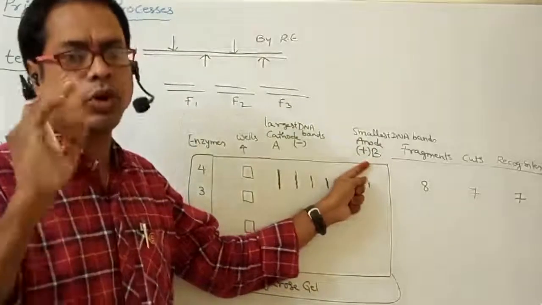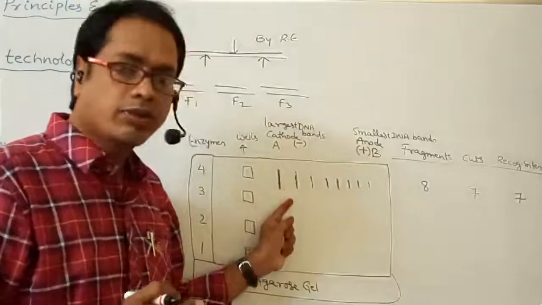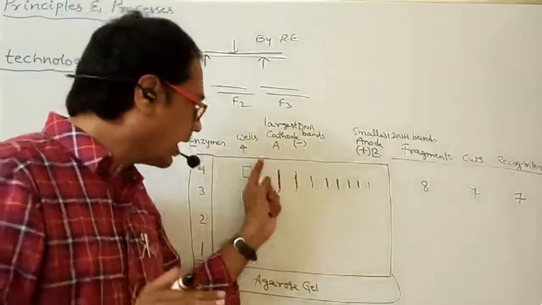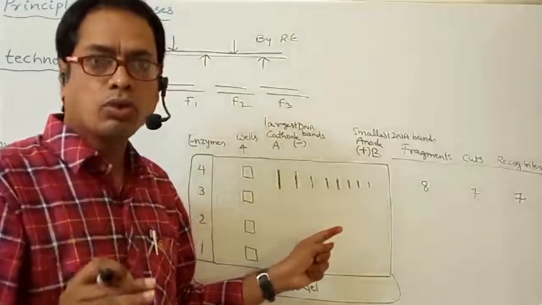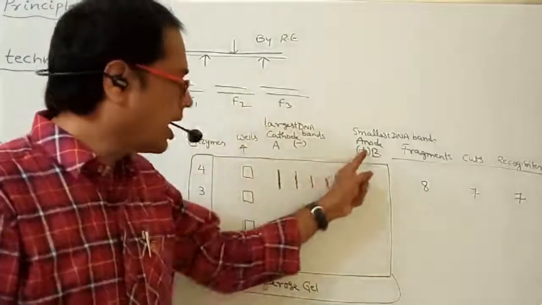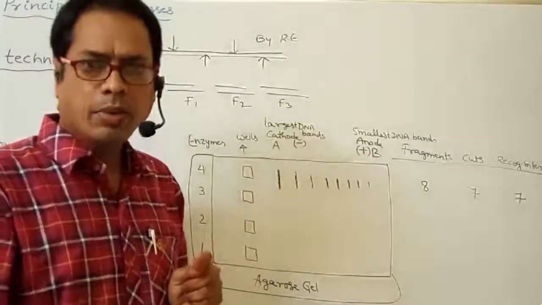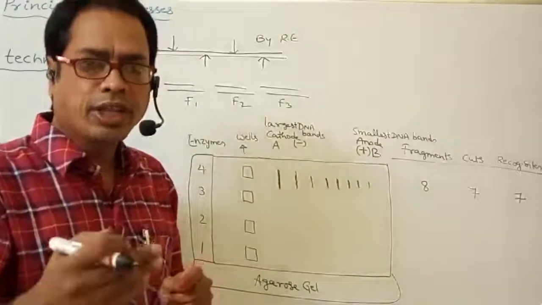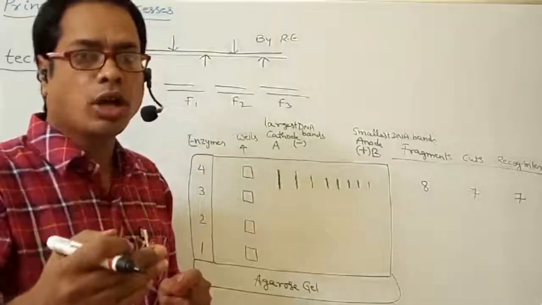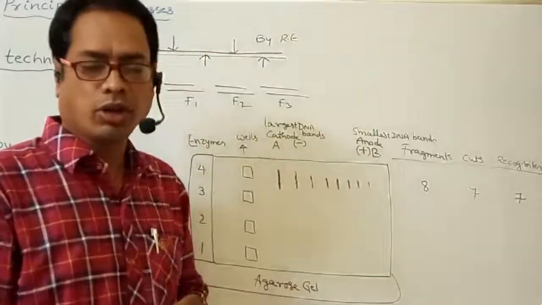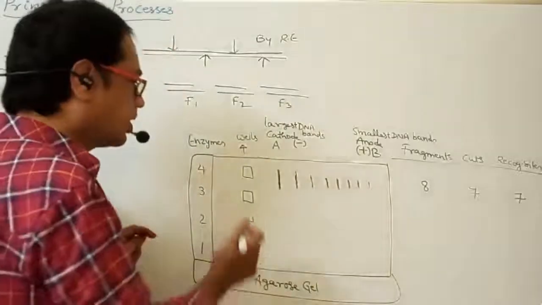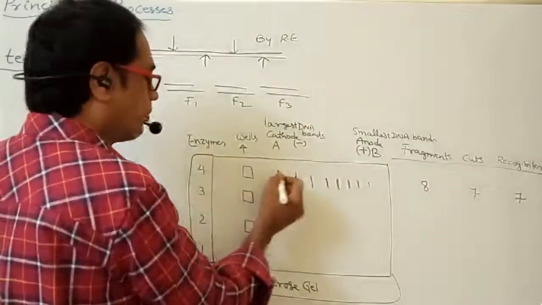That is very, very important. The DNA bands will move from cathode to anode. Why do the DNA bands move? As DNA is negatively charged, they move towards positive charge.